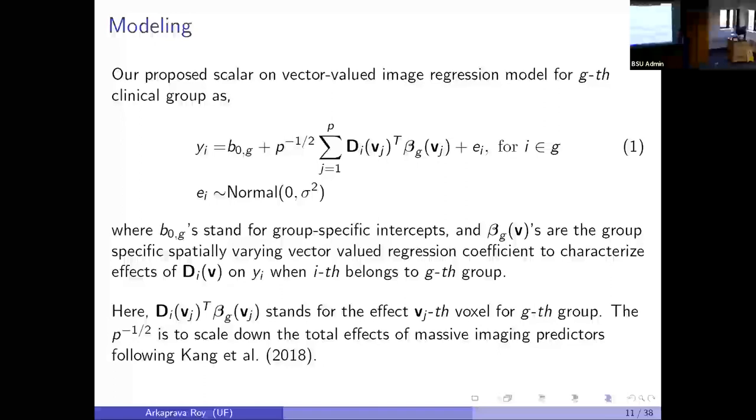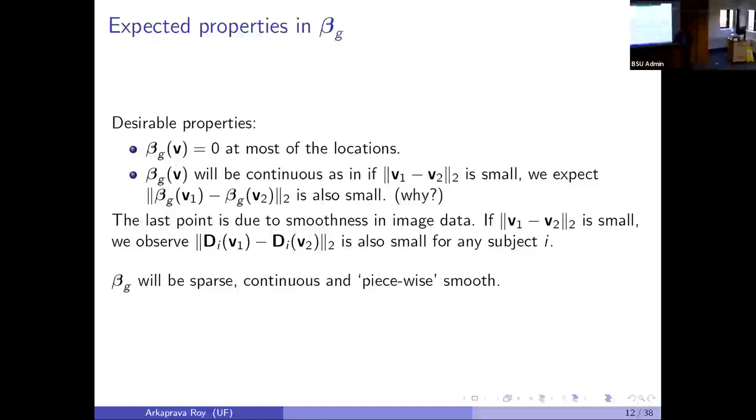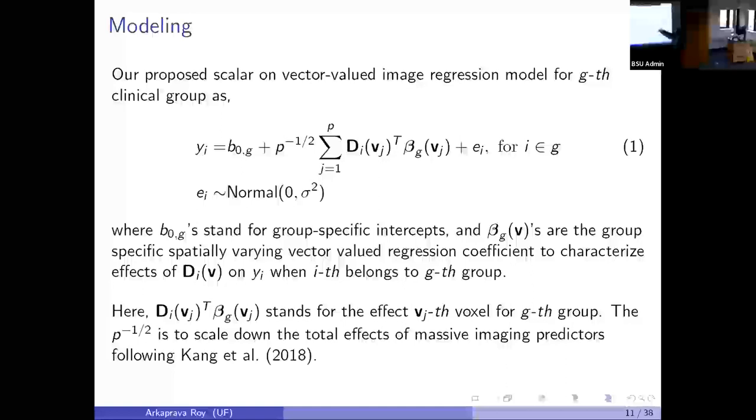Now the desirable properties that I impose through priors. The first is that since we want to do selection, we want to identify the brain regions that have significant effect on the scalar response. We want this beta_gv to be zero at several of those locations because we want to do selection.